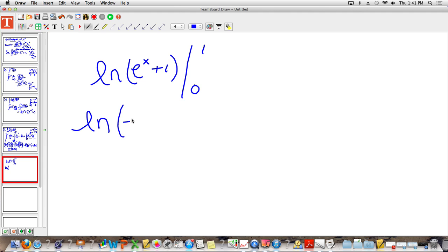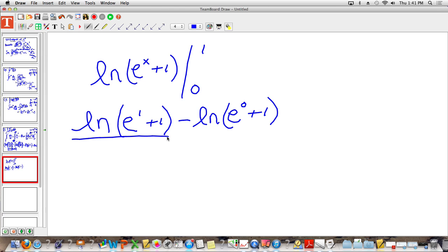So it's the ln of, in parentheses, e to the first power plus 1, minus the ln of e to the 0 power plus 1. So this cannot be simplified at all. So when you type this in, you type in this part exactly the way that you see it.